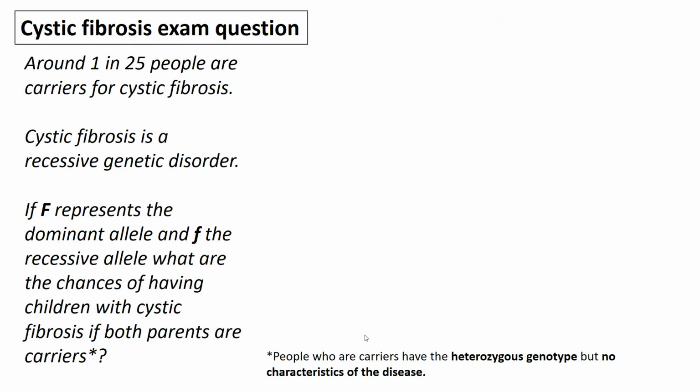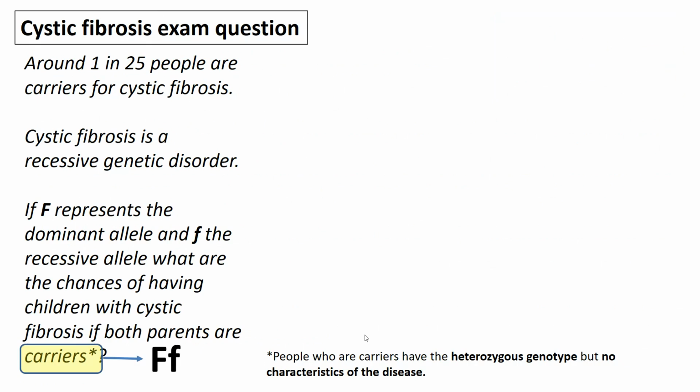So here's an exam question which challenges that knowledge. It says around 1 in 25 people are carriers for cystic fibrosis. Cystic fibrosis is a recessive genetic disorder. You are meant to know that it is recessive. You might be asked if it is recessive or dominant. It says if F, capital F, represents the dominant allele and little f the recessive allele, what are the chances of having children with cystic fibrosis if both parents are carriers? And so remember, carriers means that you're heterozygous, but you don't have any characteristics of the disease.